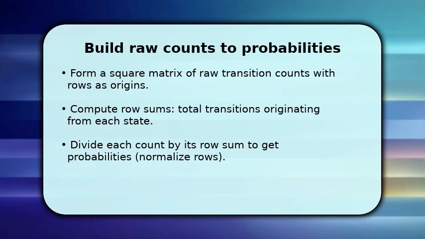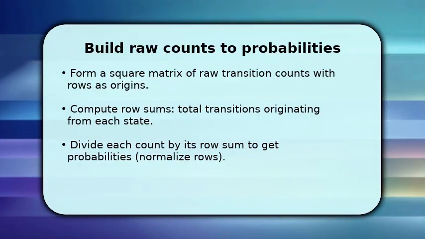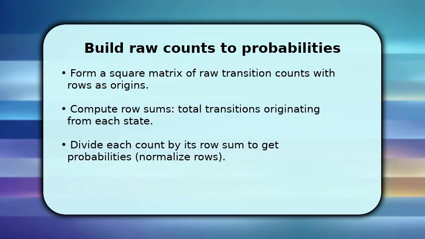Once you have counts, arrange them into a square matrix where each row corresponds to an origin state and each column to a destination. Next, compute the row sum for each origin. This is the denominator for normalization. Then divide every entry in a row by that row sum to convert counts into probabilities. Make sure every row sums to 1, subject to rounding. If a row sum is 0, handle it intentionally because it indicates no observed exits from that state.